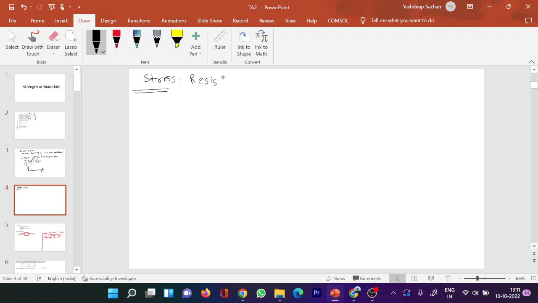And one important thing you missed here. You told resistance, resisting force per unit area. But which resisting force, external or internal? Here it is important: internal resisting. So internal resisting force per unit area. That is the first main thing. And it depends on the plane, that is the main thing.